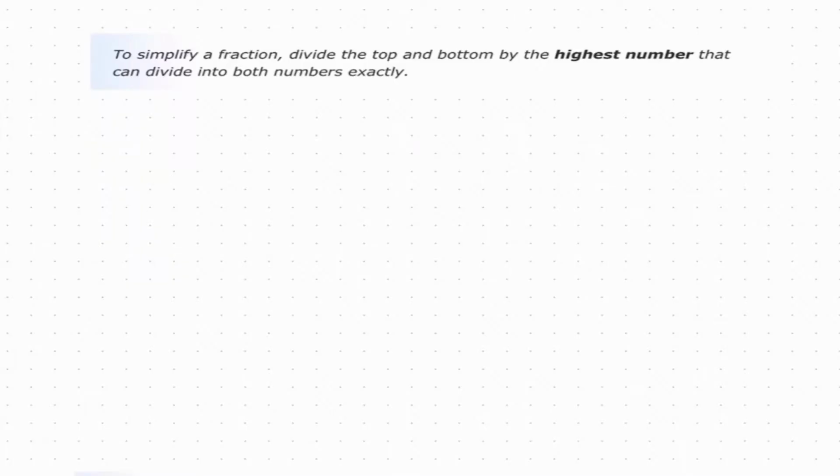Simplifying fractions. To simplify a fraction, we divide the top and bottom by the highest number that can divide into both numbers exactly. And that exactly part is very important. So in other words, we have to find the highest number that we could divide both the numerator and the denominator of a fraction, but it has to come out exact. So in other words, we can't have a decimal and we cannot have a remainder when we divide those numbers.